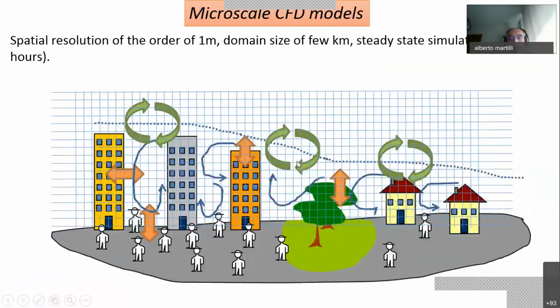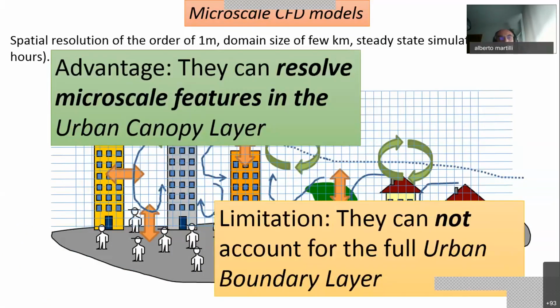So if we want to model, historically, people usually choose 2 types of models. You have microscale models that run at a very high resolution, let's say 1 meter, so they're able to explicitly resolve the buildings. In this way, they can reproduce quite well the microscale circulation, but for computational reasons today, they cannot be run over very big domains. So the advantage is that we can resolve the microscale features in the urban canopy layer, but the limitation is that we cannot account for the full urban boundary layer.